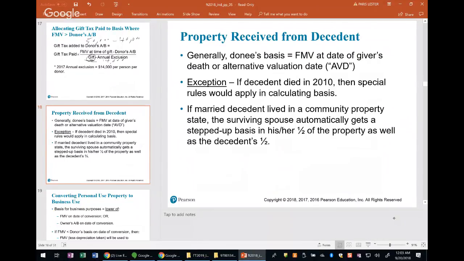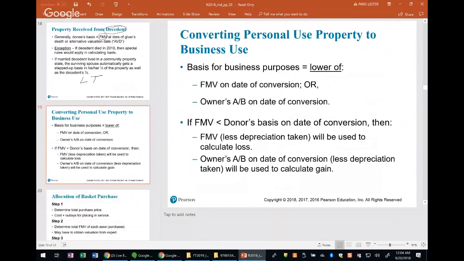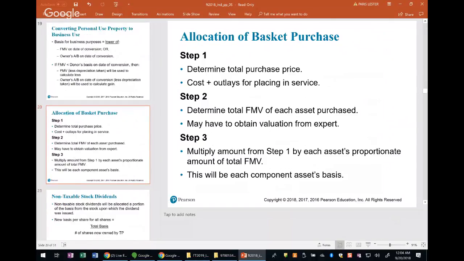Generally, the donee's basis, that's you, the gift was given to you, is the fair market value at the date of the giver's. Now, that's a descendant. That is always long term, no matter how many days it is. And we talked about personal property to business property. And we talked about basket purchases.